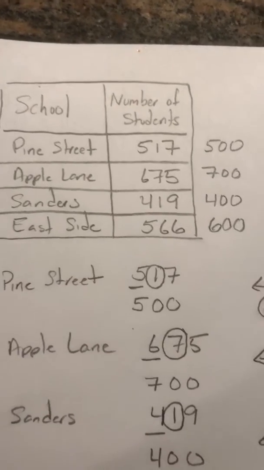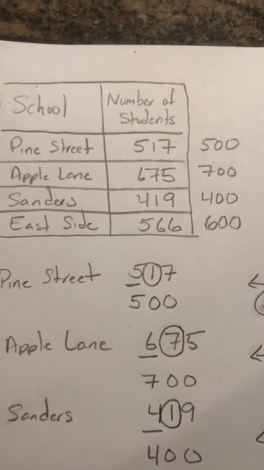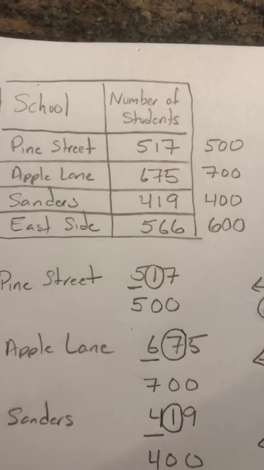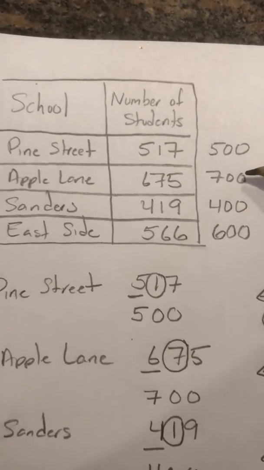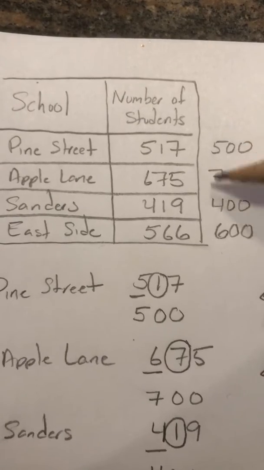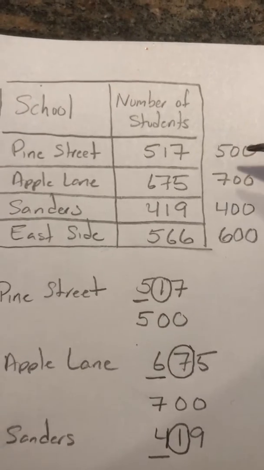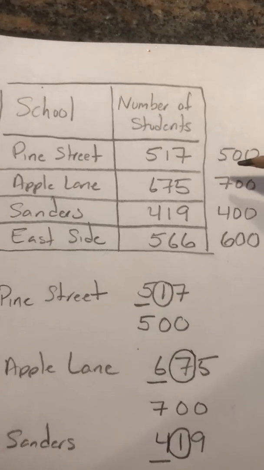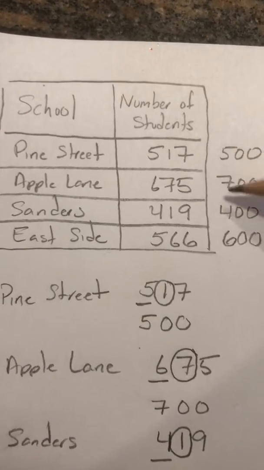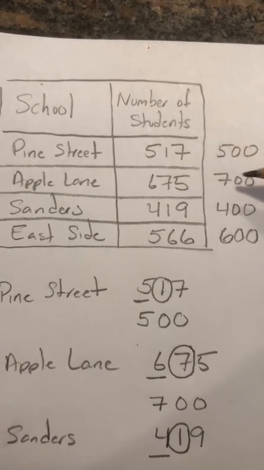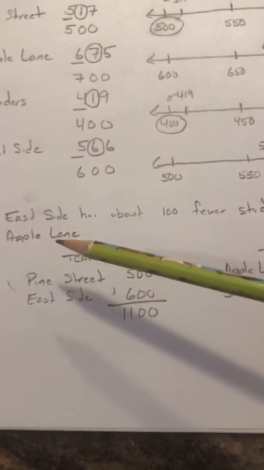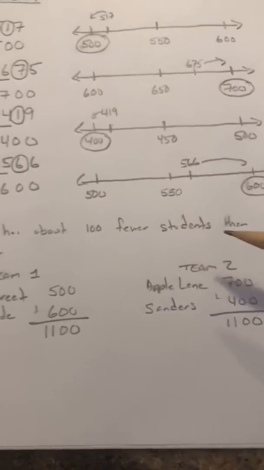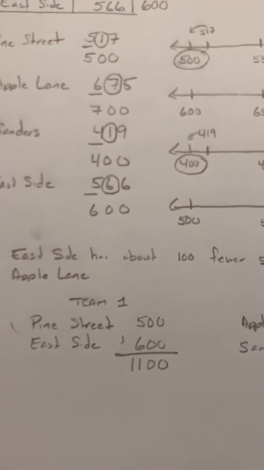Now, the first question was about which school has about 100 fewer students than Apple Lane. So if I'm looking at this, I now know Apple Lane has about 700 students. So I'm looking at which one is 100 less than that. So 700 minus 100 is going to get us to 600. So East Side School would be our answer to that. So East Side has about 100 fewer students than Apple Lane.